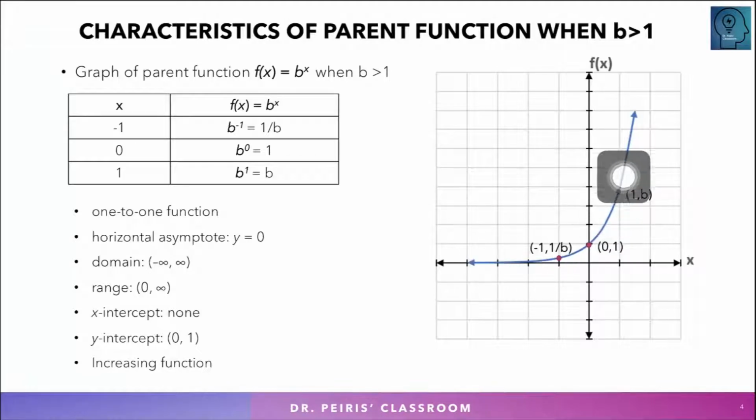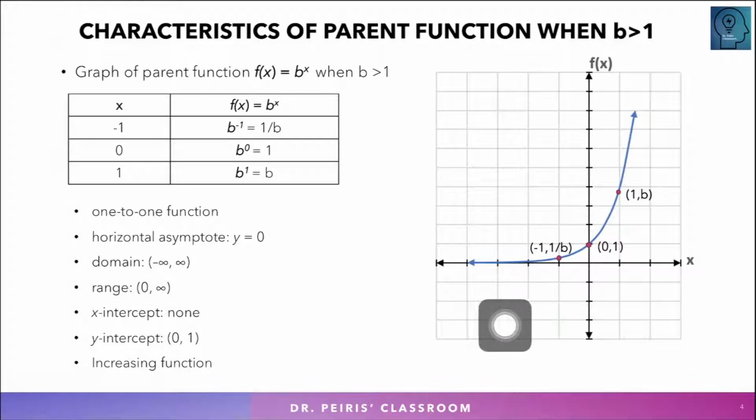So this function is increasing as x increases, and it is also a one-to-one function. It passes both the horizontal and the vertical line test, so this is a one-to-one function. If you choose more x values on the negative x-axis, you will find that the y values decrease and approach 0, but never become equal to 0. Which means that we have a horizontal asymptote, which is y equals 0. So the horizontal asymptote for the parent function is y equals 0.